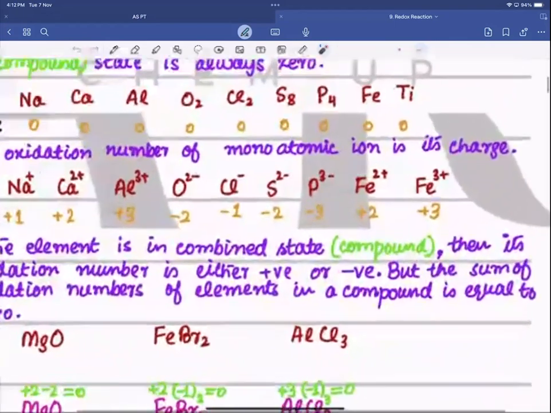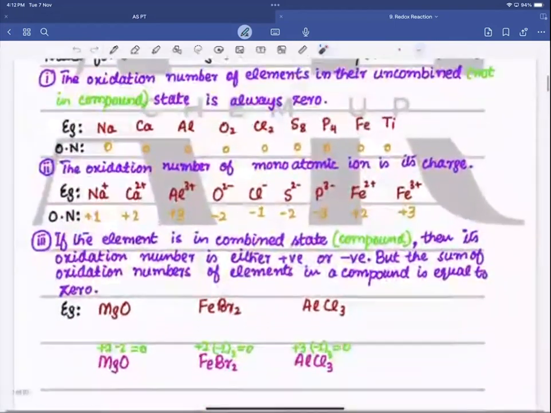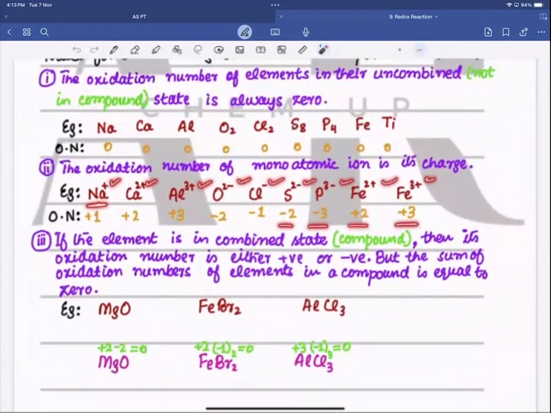But if there is an ion, here I have written monoatomic ions. Mono means single. So it means an ion which has a single atom in it. So whatever charge that ion carries, that charge is its oxidation number. Is this clear? Okay.